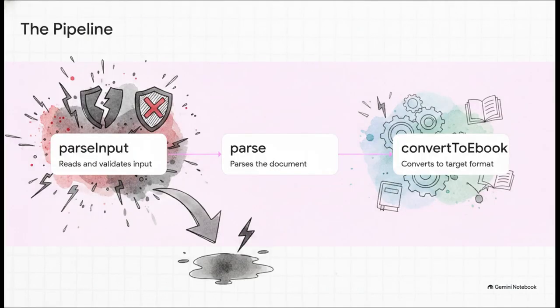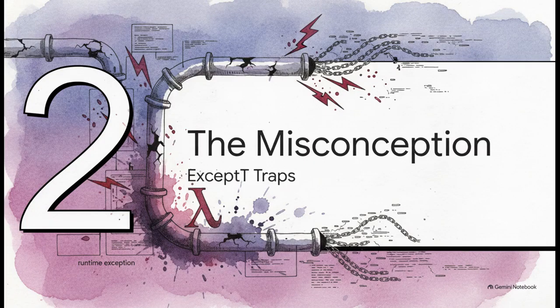To give you a sense of how this builds a beautiful pipeline, the sequence Ang set up for their X2 ebook application is super straightforward. Step 1 is parse input. Step 2 is parse. Step 3 is convert to ebook. Because it's all wrapped up in ExceptT, if parse input fails, like say the input is invalid, the execution just short-circuits at the very first throw error. It instantly skips the rest of the steps. No nested cases, just a clean, elegant pipeline. But, as it turns out, this beautiful pipeline sets a dangerous trap.